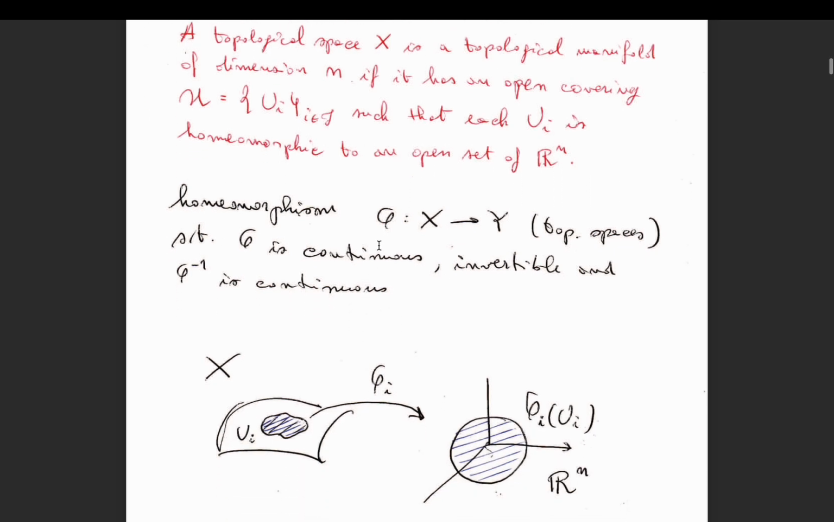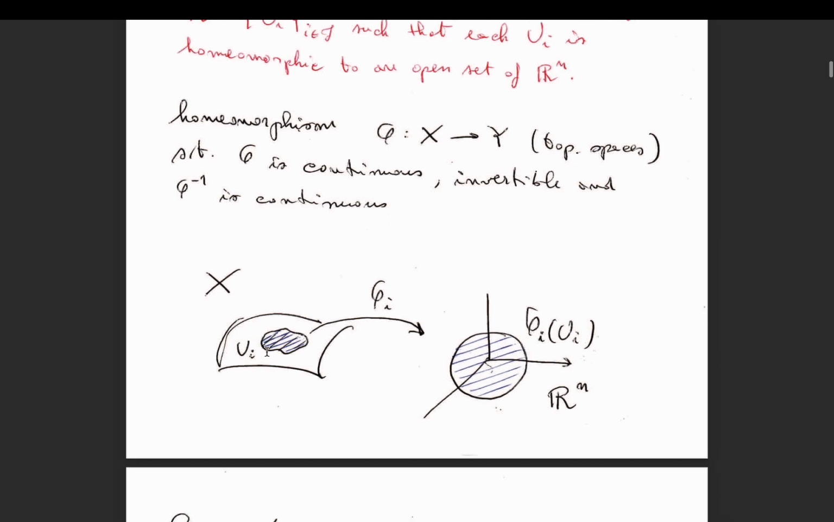A homeomorphism between topological spaces is a map which is continuous with its inverse. So for each U_i, there exists a map phi_i, which is a homeomorphism onto the image, from U_i into phi_i(U_i), and is a homeomorphism between topological spaces.